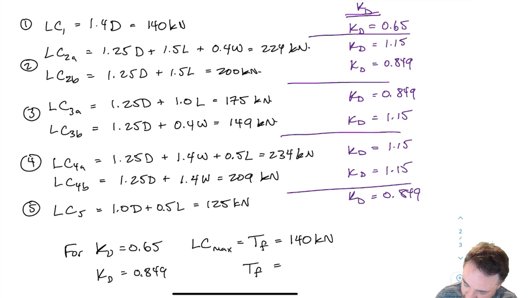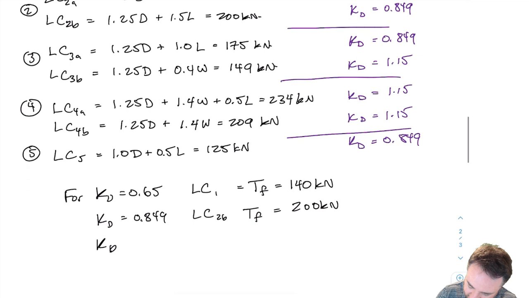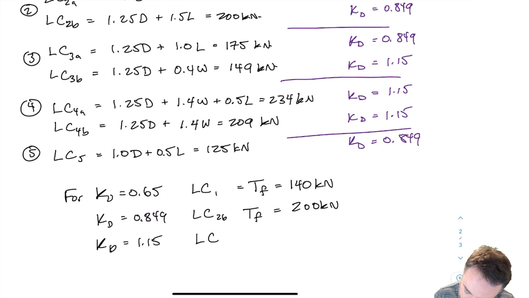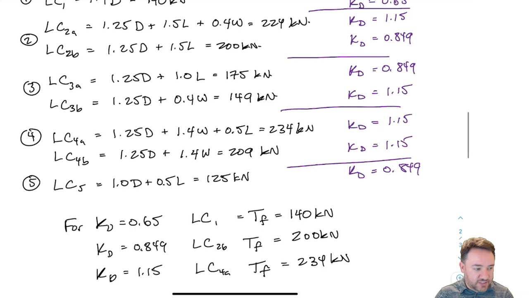So this first one was LC number one, and this one is LC number 2B. And for KD of 1.15, it's going to be LC 4A. TF equals 234 kilonewtons. So you can see that one of these is obviously the largest, like 234 kilonewtons is the largest one. Okay, so I say, okay, that's the largest TF that I have to design for.